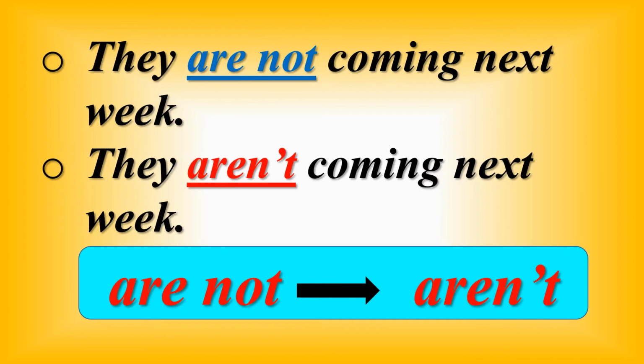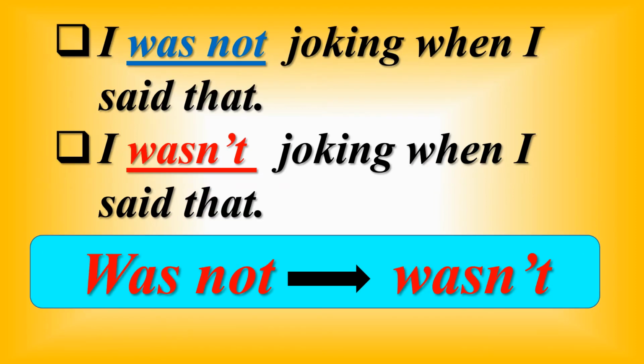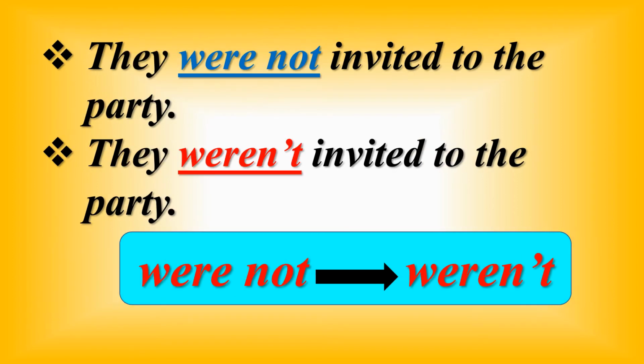Next example, they are not coming next week. Here, instead of writing are not, we use aren't. So the sentence will be, they aren't coming next week. Next example is, I was not joking when I said that. Here, instead of was not, we use a contraction with an apostrophe. So the sentence will be, I wasn't joking when I said that. Next example is, they were not invited to the party. Instead of writing the full form, were not, we use a contraction with an apostrophe. So the sentence will be, they weren't invited to the party.